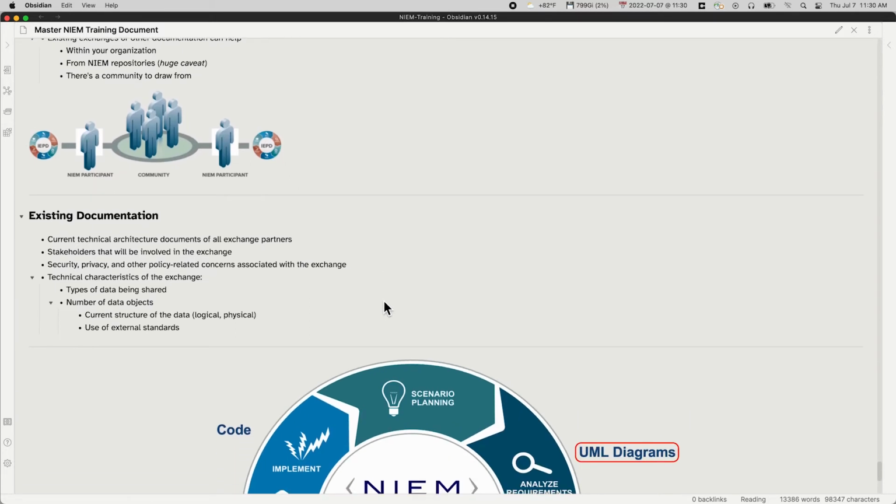So I talked about existing documentation as a start. Things like current technical architecture documents for all the Exchange partners can really help. And even though NIEM doesn't care about your internal data representation, doesn't care about how your database is set up, that's still a good source of information about what things you have access to and how you're going to draw those out. So, existing paper forms are great, but also, how is my database set up and what information do I have at my disposal and what can I get together easily and what can't I? That's all important information. You want stakeholders involved in the Exchange because they're stakeholders and they're subject matter experts and they'll have ideas to share.